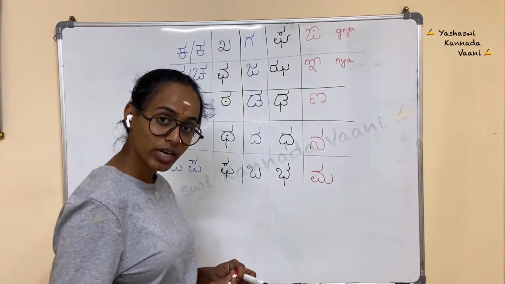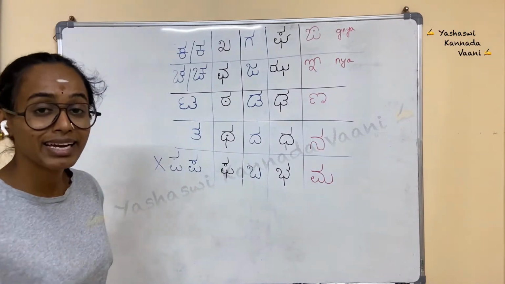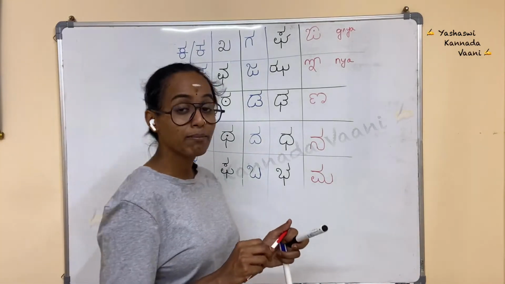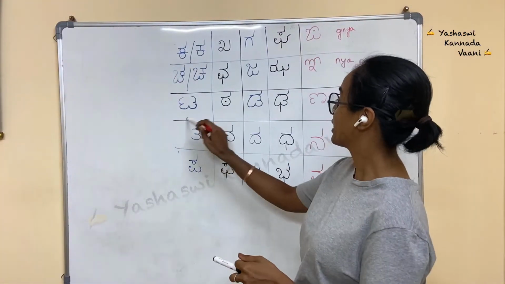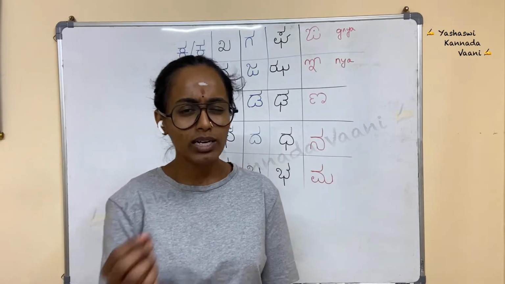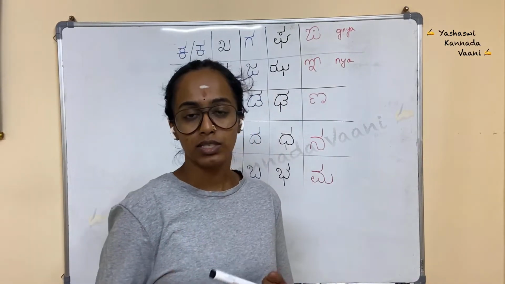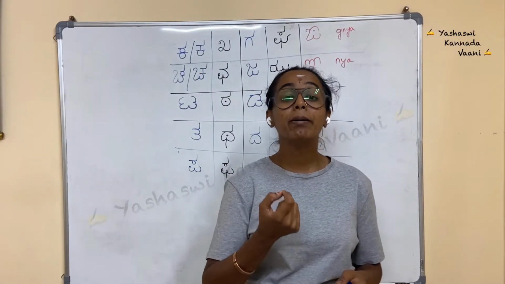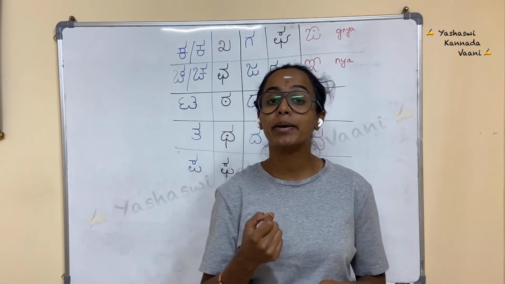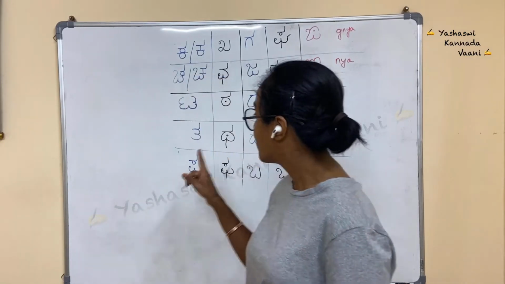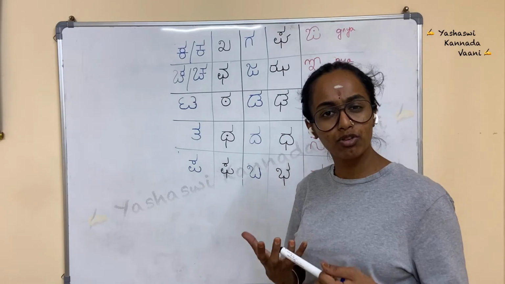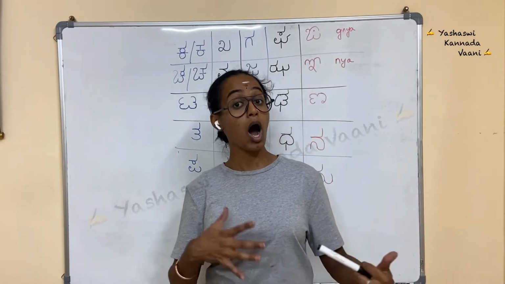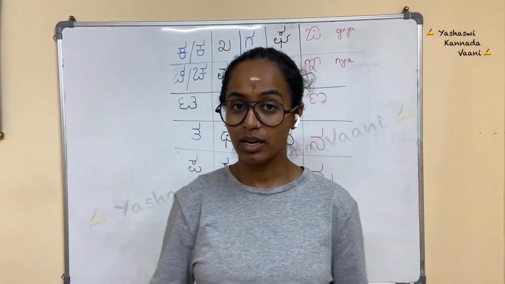Because black has one name, blue has one name, and the red has one name. So why do they have different names? Because the blue letters, the first and the third line, take less breath to pronounce. That is called Alpaprana. The black letters will take more breath to pronounce, like K, G, Ch. That is called Mahaprana. Okay?